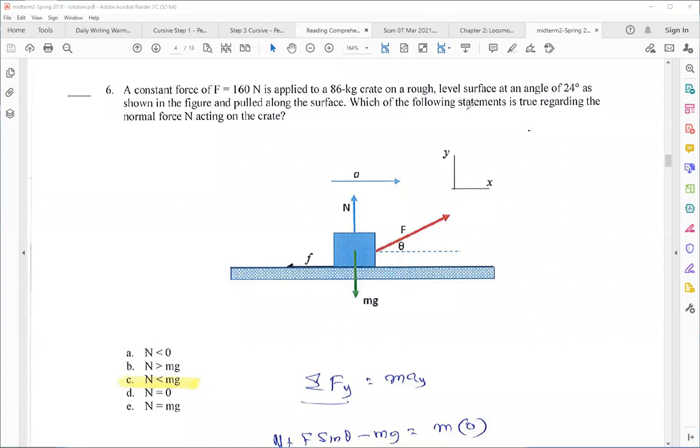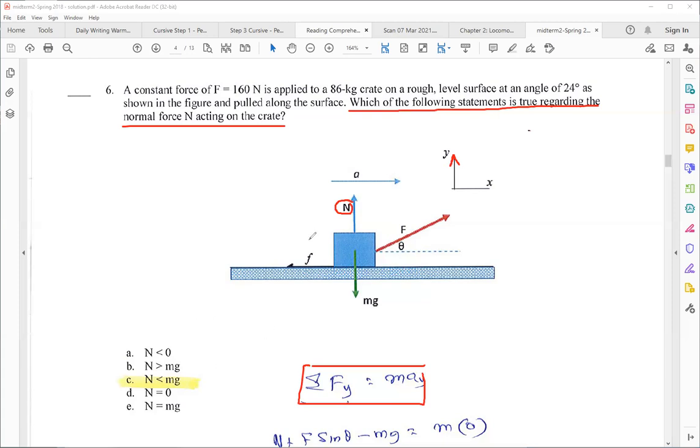Which of the following statements is true regarding the normal force acting on the crate? So now we're looking for the normal. Which means if we're looking for the normal, we need to first look at Newton's second law according to the vertical direction. So according to y. Now remember, y is positive pointing upward. So whatever is pointing up would be positive, whatever is pointing down would be negative. Now, what are the forces acting along y?